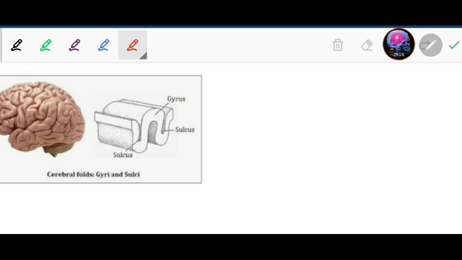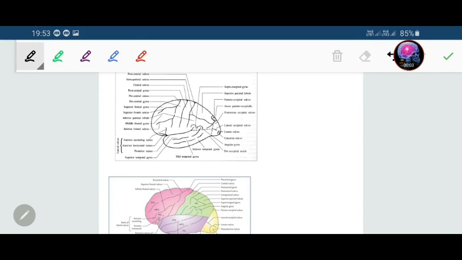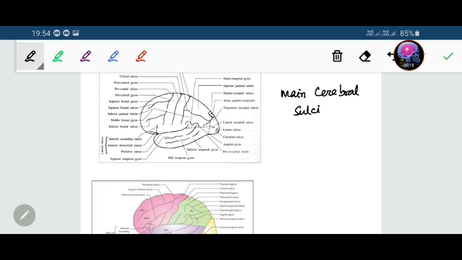There is a great deal of individual variation in the details of sulci and gyri. Therefore, the following discussion will deal with only some important sulci and gyri. Let's talk about the main cerebral sulci. The main cerebral sulci are those which are fairly constant in position and shape, and they include central, lateral, parieto-occipital and calcarine sulcus.